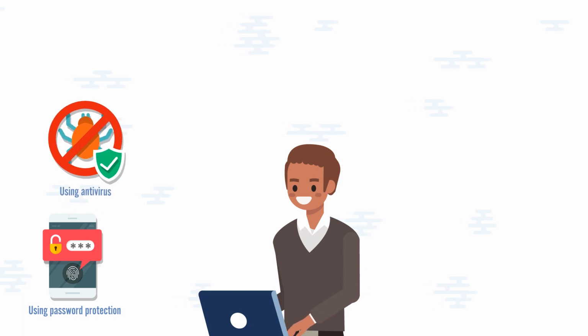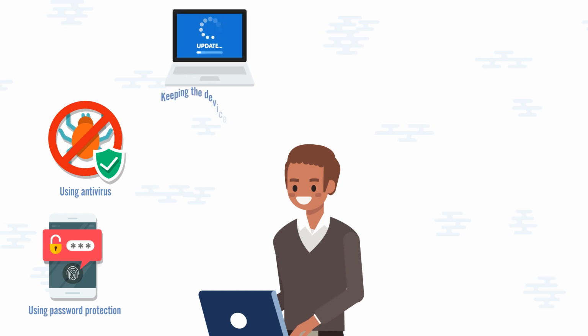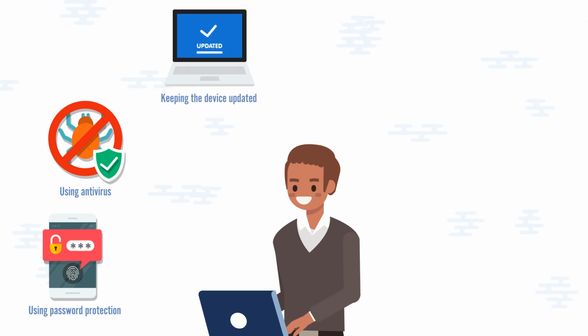Using antivirus. The antivirus will not just protect your data and devices from hackers, viruses, and spam, but also help in restoring corrupted data in case of an emergency. Keeping the device updated. Always ensure that your device has latest software updates or security fixes. A device that is not updated is prone to malicious attacks.